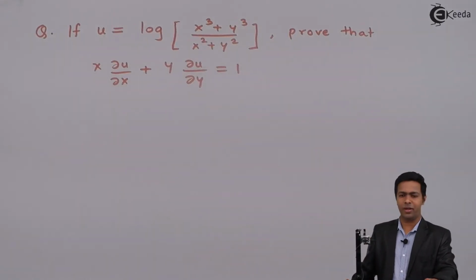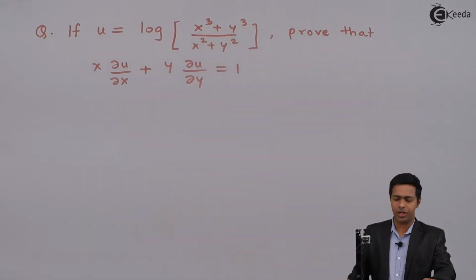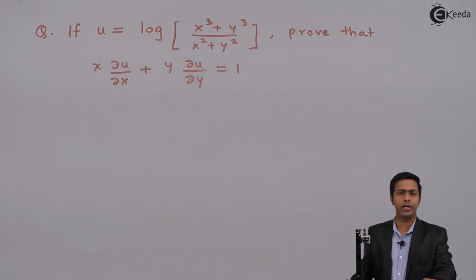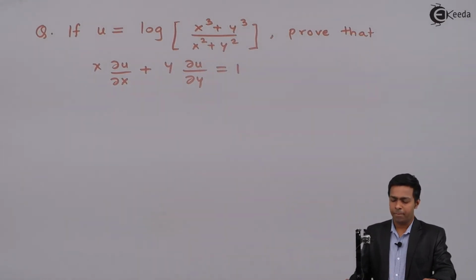Here in this problem, u is given as log of (x cube plus y cube) whole upon (x square plus y square), and we have to prove that x ∂u/∂x plus y ∂u/∂y is equal to 1. Now to get the value of x ∂u/∂x plus y ∂u/∂y equal to 1, there are two methods.